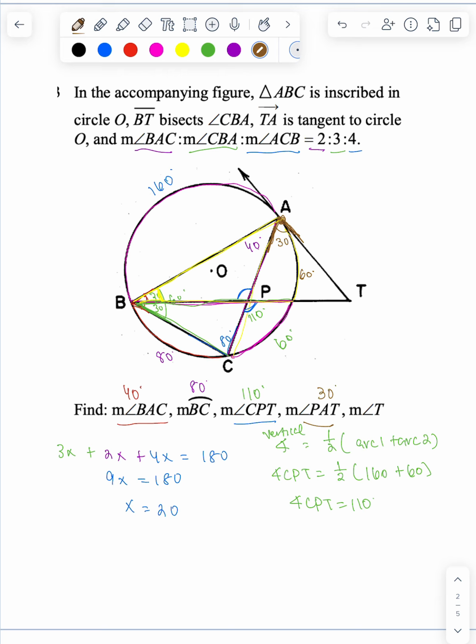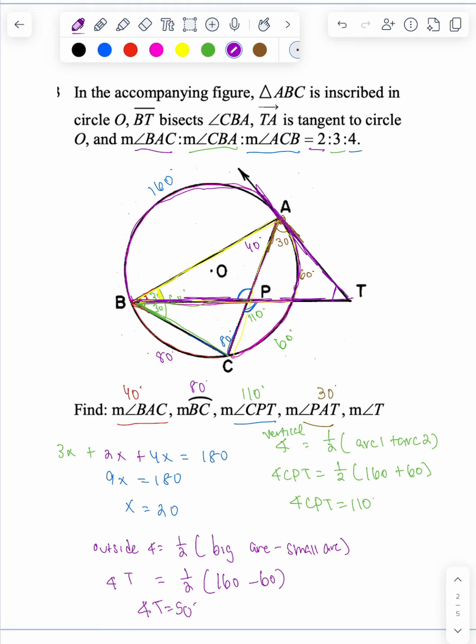And then finally, we just need angle T, which is this outside angle. And remember, the outside angle is half the difference of the intercepted arcs, big arc minus small arc. So outside angle is angle T. And then if we follow within the rays, I'm going to just outline this in purple of the angle. The small intercepted arc is 60 and the big intercepted arc is 160. So half of 160 minus 60. So 160 minus 60 is 100. Half of 100 is 50. So angle T is 50 degrees, and we're good to go with that one.